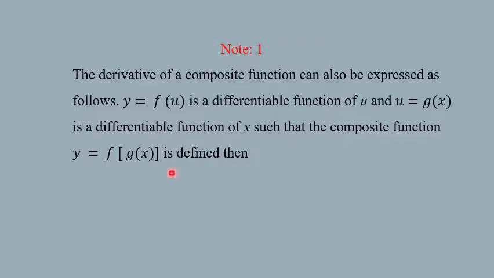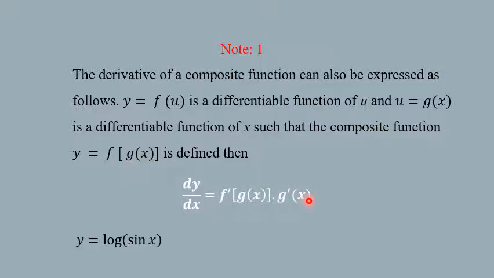See note number 1. The derivative of a composite function can also be expressed as follows. y is equal to f of u is a differentiable function of u, and u is equal to g of x is a differentiable function of x, such that the composite function y is equal to f of g of x is defined. Then dy by dx is equal to f dash of g of x, first differentiating f, into g dash of x, multiplying by the derivative of g of x.